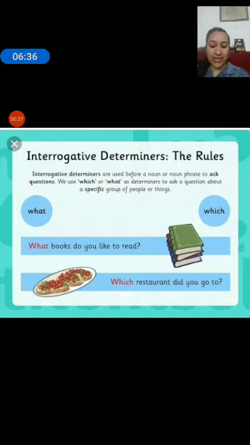The sixth kind is distributives. It shows the distribution of the noun, just like adjectives. Okay? Either, neither, each, every.